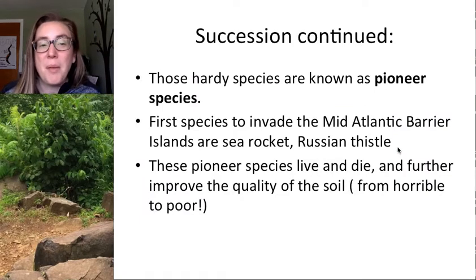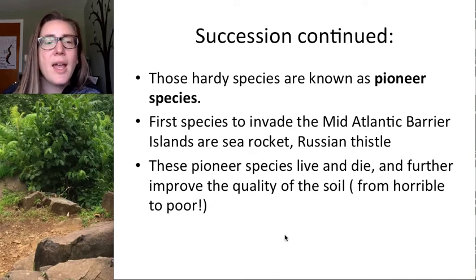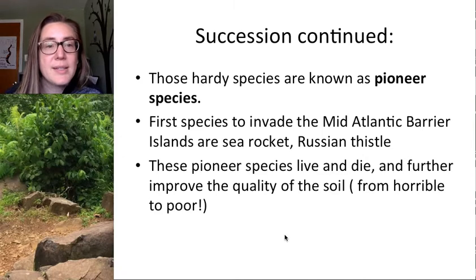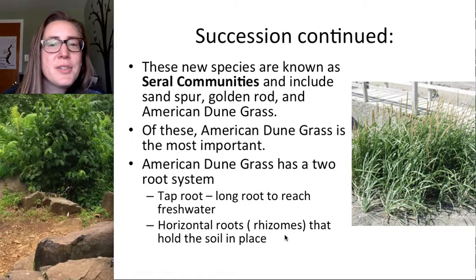Two primary pioneer species on the mid-Atlantic barrier islands are the sea rocket and Russian thistle. These species are hardy. They do not require much soil or many nutrients. They have lots of adaptations for maintaining their moisture concentration and growing in really horrible quality soil. And through their process of interacting with the soil they're growing in, they tend to improve that soil from horrible to poor. Next, you have your cereal communities.